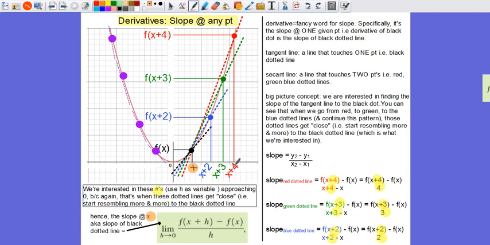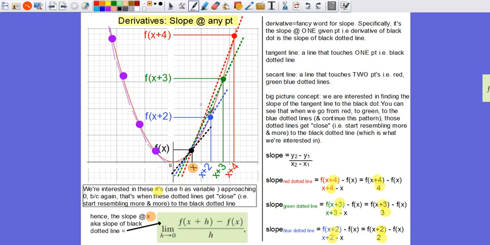Now I'm going to call this x coordinate, I'm going to make something up. If this is x, this is going to be x plus 4. If this is x plus 4, to find the y coordinate, you put it into the function f of x, but you're not putting in x, you're putting x plus 4 into the function. Here, I'm going to call this x plus 3. Again, to find the y coordinate, you put x plus 3 into the function.